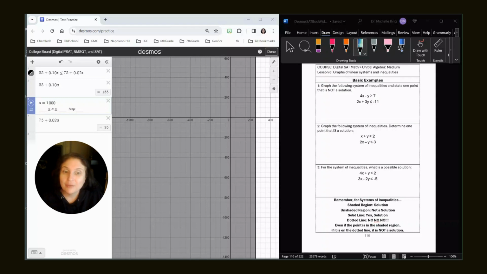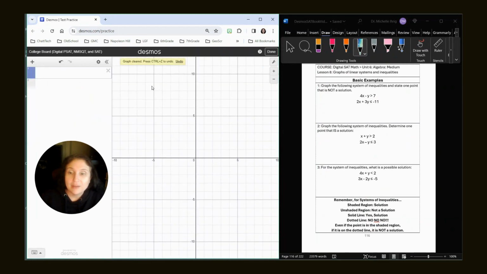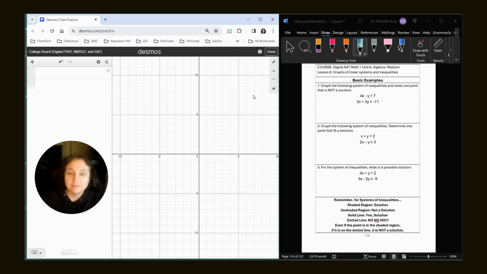I left the work from our last video up. There are 2 ways to clear it. One is, if you're just practicing, you can just refresh the calculator. But you can also hit that gear and delete all. And then sometimes it'll take you back to center. Other times you would have to hit the home button.